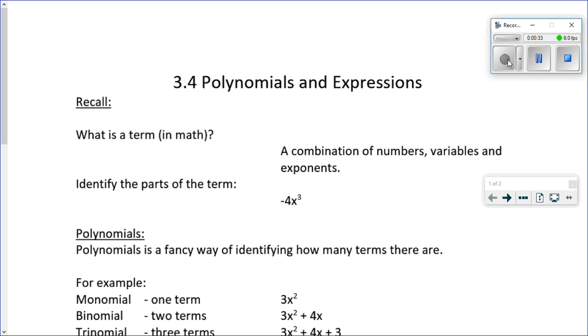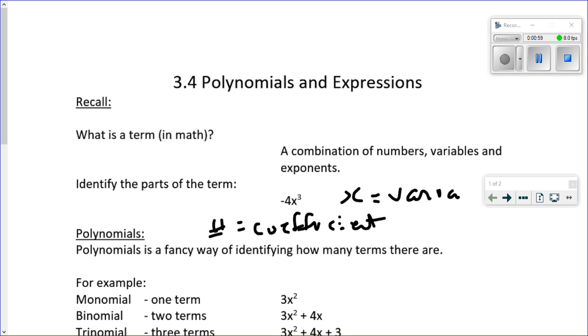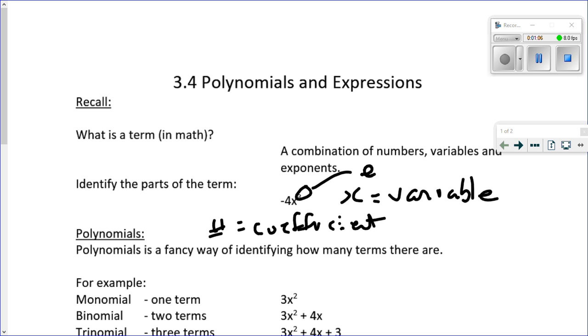So the number equals coefficients. Horrible at writing. X equals variable. And 3 is the exponents.